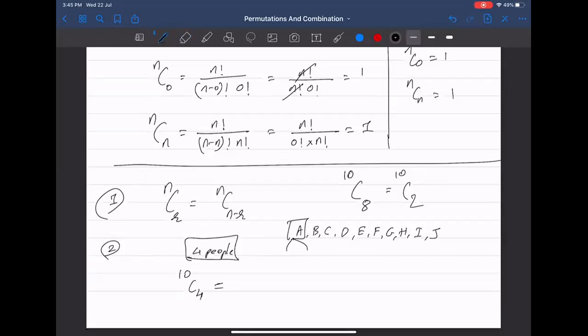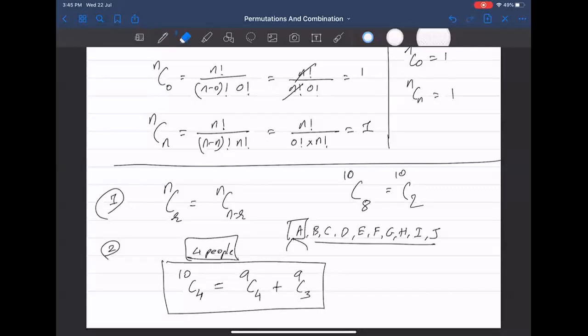Suppose he is not there in the committee, then from the remaining 9, how many do we select? Sir, 4 from the remaining 9, because finally the committee needs 4 people. And suppose he is there in the committee, then from the remaining 9 we select 3. The proof is very simple. This way of proving is called the argumental way of proving.